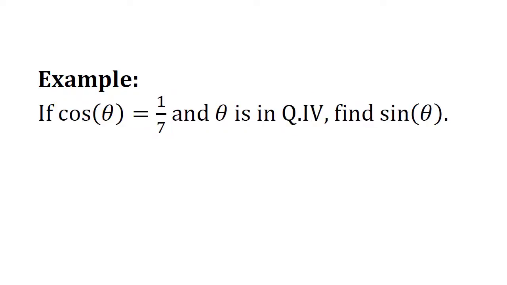All right. So now, after having some good experience with the earlier example, let's do a different example where it's almost identical. So here we have an example where cosine theta equals 1/7. So that is one valuable piece of information. And theta is known to be in quadrant 4. Let's find sine theta.